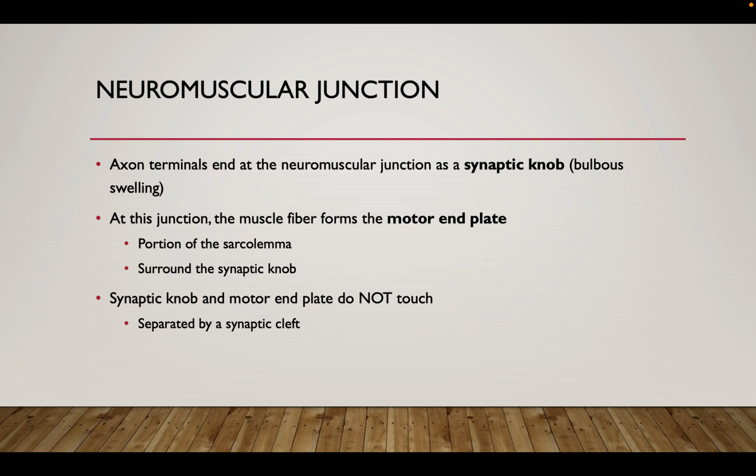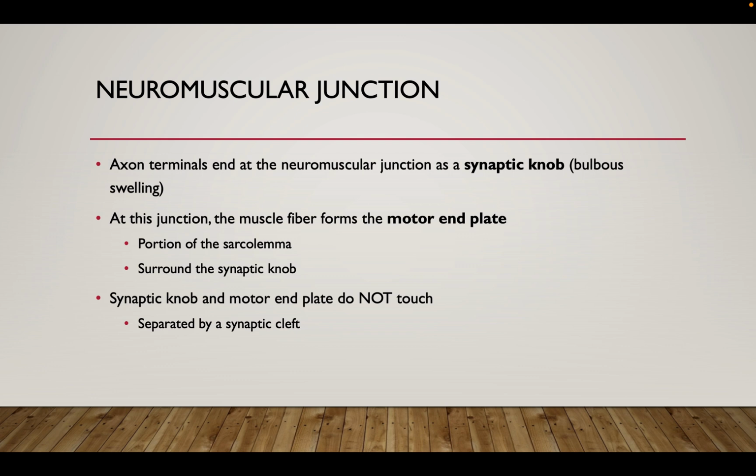So what's happening at this neuromuscular junction? Well, we have axon terminals, which you saw in the previous image. And at this axon terminal, we have a little swelling, a little region that is kind of bulbous in shape. And this is called our synaptic knob. Sometimes these are called synaptic bulbs, synaptic knobs, synaptic end knobs. You'll hear them referred to as different things. But it's at this point where we're going to release our neurotransmitters.